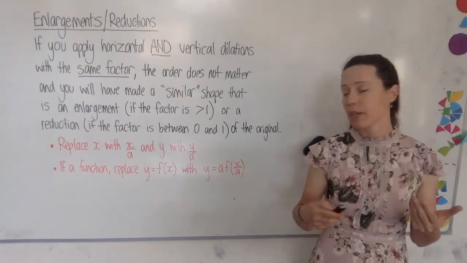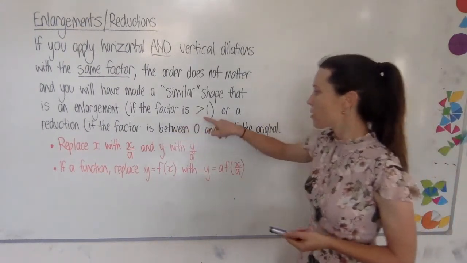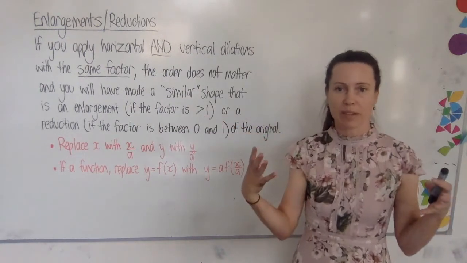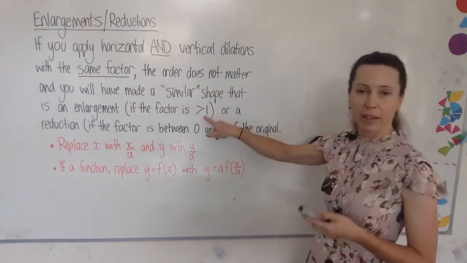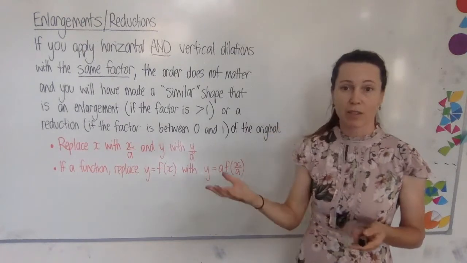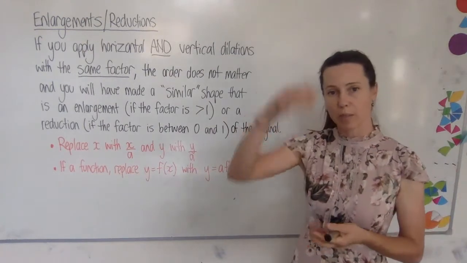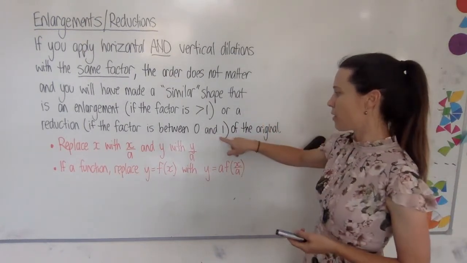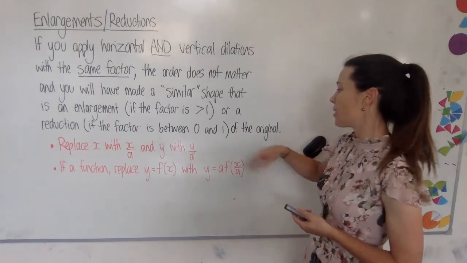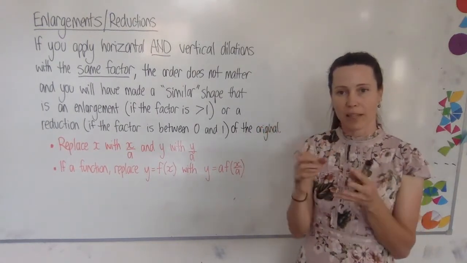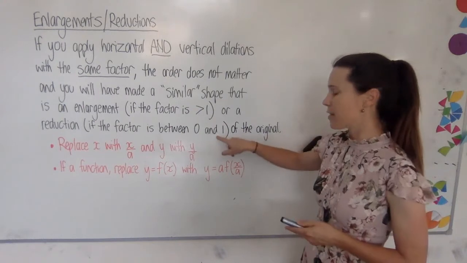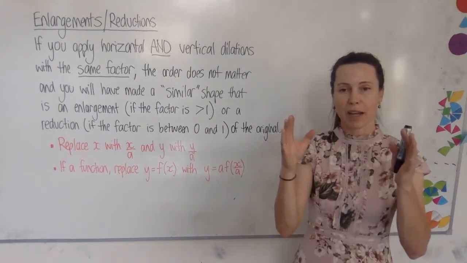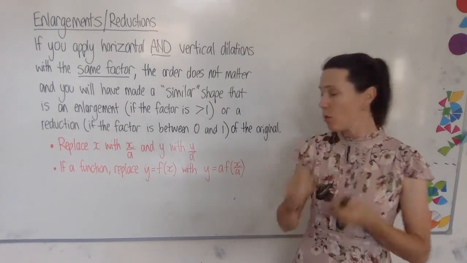Now how do you tell which? Well, if the factor is greater than 1, then you're making the thing bigger. That makes sense, because it's like you're multiplying. If the factor's 2, you're making everything twice as big. Whereas if the factor is between 0 and 1, then you're going to be actually compressing it or making it smaller. And that makes sense. A factor of half would make everything half as wide and half as tall.